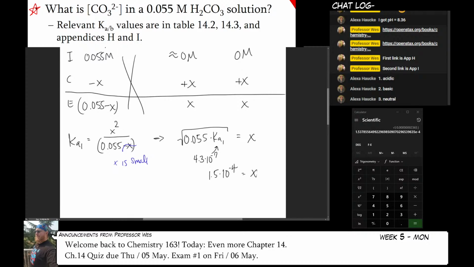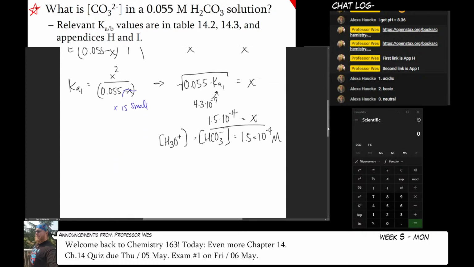All right, let's check to see that that's small. I'm just going to do that over here real quick. So we subtracted that from 0.055 times 100. Oh, yeah, that's totally small. So 0.27%. No problem. All right. So that means that if x is this number, then H3O+ and HCO3- must equal that amount. And so I could find the pH, but that's not what the problem is asking for. I need to find carbonate.